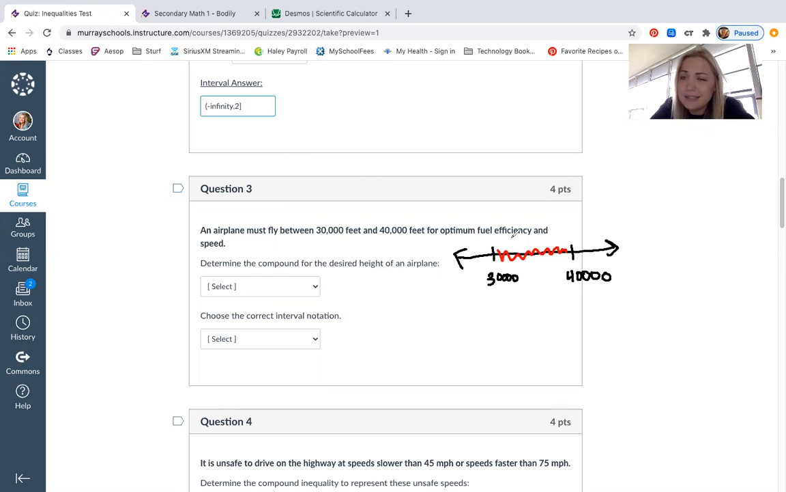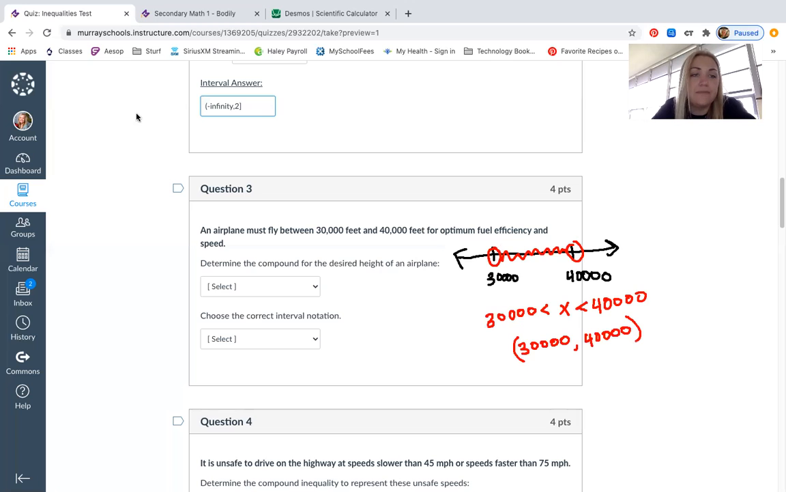And then we talked about this in class. Does between include these? Well, if you're between these two numbers, can you be one of them? Is 30,000 between these two things? It's not. Those are open circles. So we need it to be 30,000 is less than X is less than 40,000. This is an and statement, which would also look like this: 30,000, comma, 40,000.